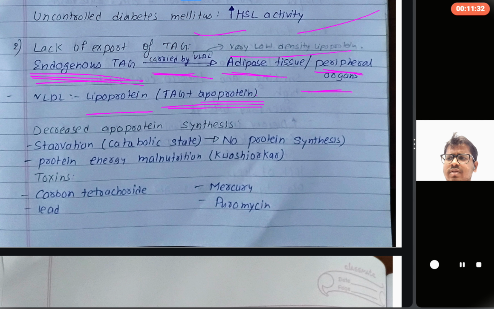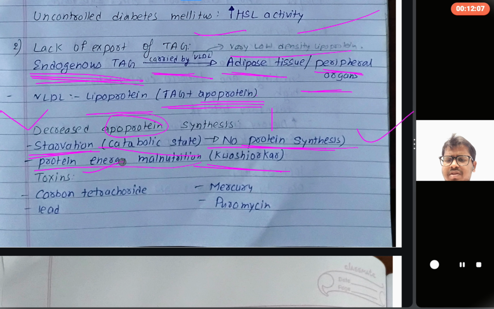Second, why is there a lack of export of triacylglycerol? Because of decreased apoprotein synthesis. In case of starvation, a catabolic state, there is no protein synthesis. Apoprotein is basically made up of protein. If there is no protein synthesis in starvation, then apoprotein synthesis decreases. If there is no protein, there will be malnutrition. The most important malnutrition we have studied is protein energy malnutrition, like kwashiorkor.